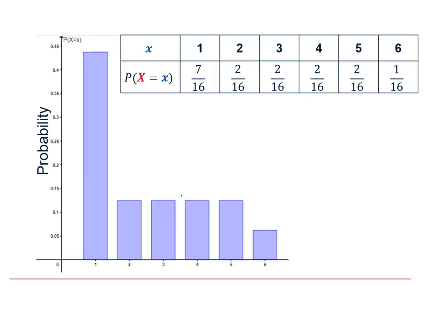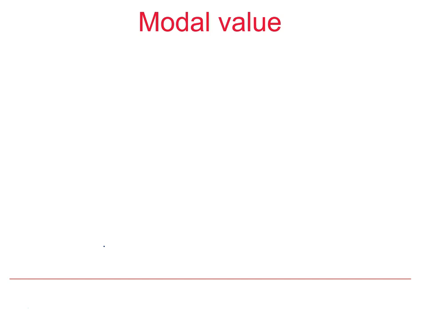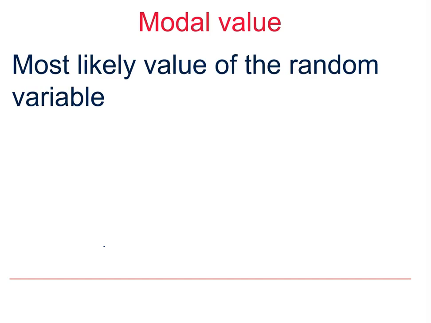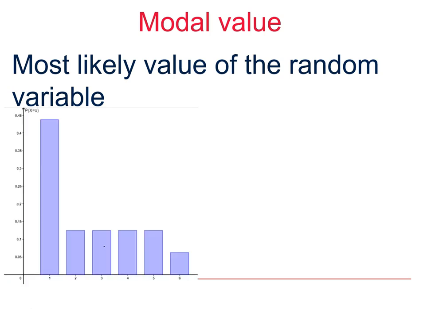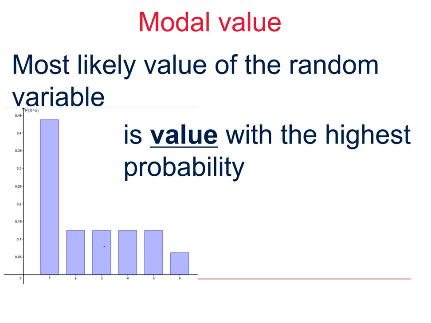And if we look at that graphically, again, you can see just as before, clearly 1 has the highest probability, so if we have probability rather than frequency on the vertical axis, you can still locate the mode by looking at the highest bar. So just to go over that again, the modal value is the most common, most likely value of the random variable involved, and it's the value with the highest probability.